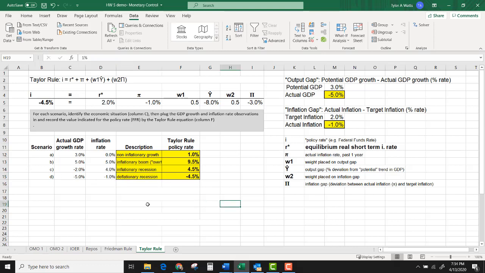Okay, so there you see how the Taylor rule works in practice. You'll have a similar set of scenarios to work through in the homework, and you should be all set.